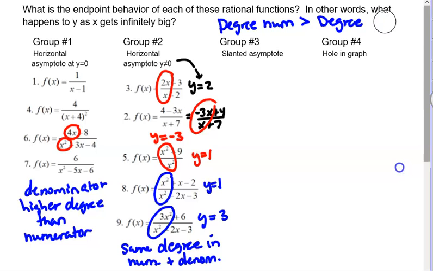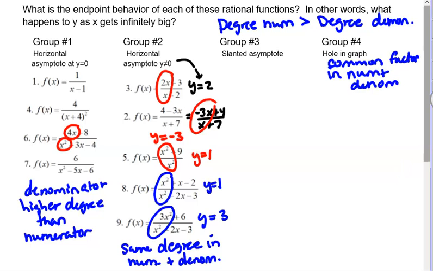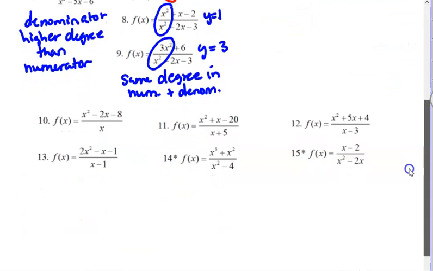How do we tell the difference between group 3 and group 4? We have to factor and see if there's a common factor. So if there's a hole in the graph, we have a common factor in the numerator and the denominator. Otherwise, it's going to be a slanted asymptote in group 3. So let's start looking at these.